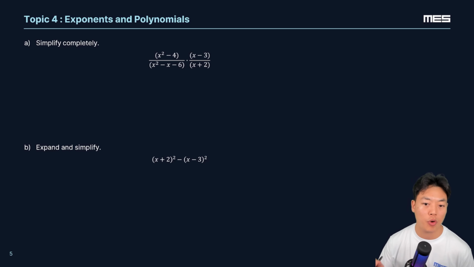Topic 4, exponents and polynomials. Again, super, super important. This is something you have to know, and it shows up in every math course you'll ever see from here on out. So let's take a look.